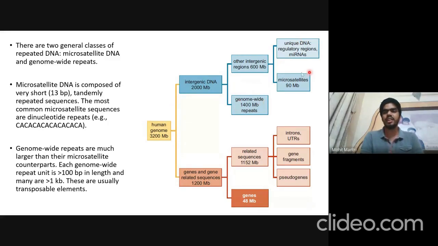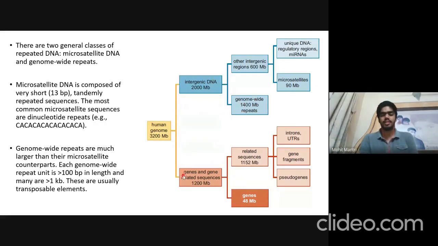Other is unique DNA. This includes all the regulatory region and the microRNAs, which help in regulation of gene expression, and the gene and gene-related sequence. So more than 50% of this DNA consists of this repeated sequence.